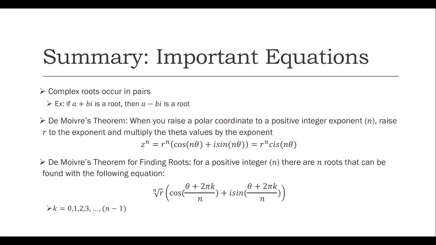Finally, for de Moivre's theorem for finding roots, for a positive integer n, there are n roots that can be found with the following equation, and that's your equation there, where k is going to be all of your integers from 0 up until n minus 1.